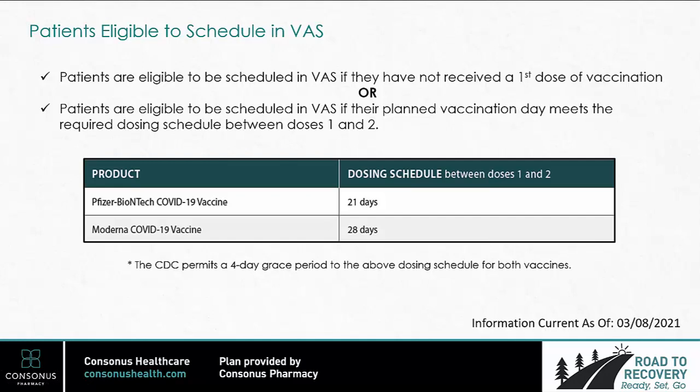Patients eligible to schedule in VAS must either have not received a first dose of vaccination, or if they have received a first dose, they must meet the dosing schedule between first and second doses. For the Pfizer vaccine, that is currently 21 days with a 4-day grace period at the beginning of that time frame, so a minimum of 17 days. For the Moderna vaccine, that's 28 days, also with a 4-day grace period at the front of that time period, for a total of a minimum of 24 days.